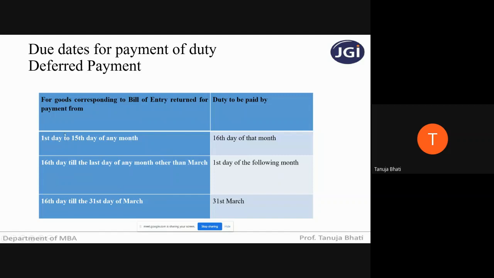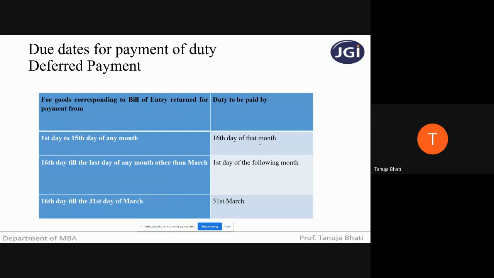Suppose the bill of entry is filed and the goods are returned for payment from the first day to the 15th day of any month. So from 1st to 15th of any month, if the goods correspond to the bill of entry, then the duty has to be paid by the 16th day of that month.